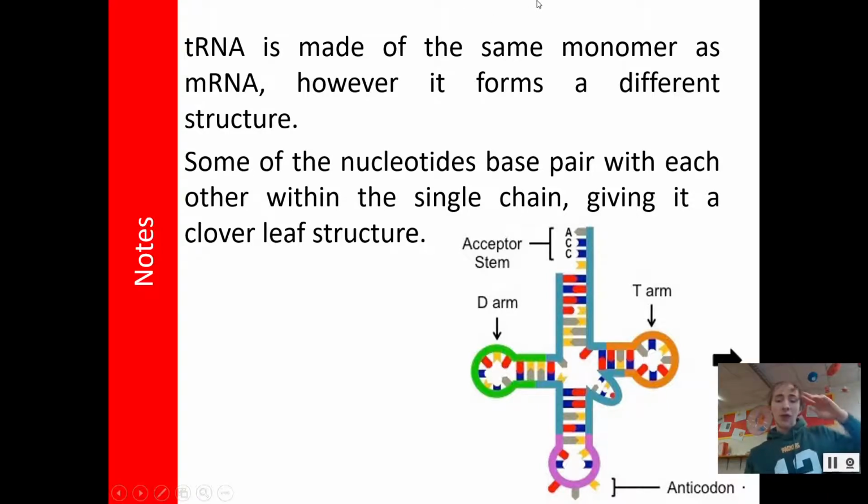So a very common question is to describe the structure of tRNA, and you just need to be able to say it's a single chain of RNA nucleotides that forms a cloverleaf structure. I'm going to talk about what it does in an enormous amount of detail next lesson. For now, all I need you to know is what's on the board.